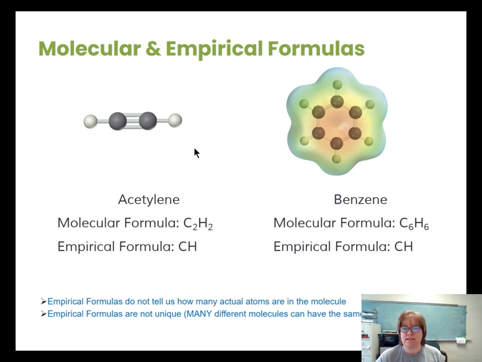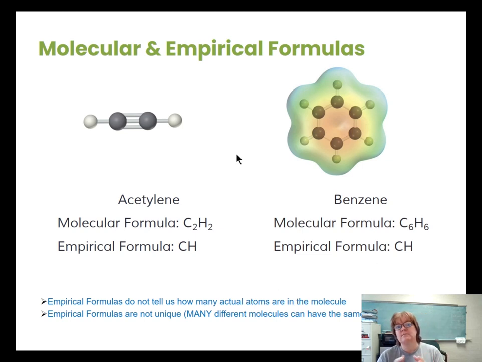So for instance, for acetylene, which is a covalent compound, its molecular formula is C2H2, but its empirical formula would be CH, because I can divide these by some common number and get down to a reduced set of subscripts of CH. Similarly, benzene is C6H6. It also has an empirical formula of CH. So you can see that for these covalent compounds, the empirical formula does not give me a unique molecule. I have two different substances, different chemicals. One's C2H2, one's C6H6. They get the same empirical formula.